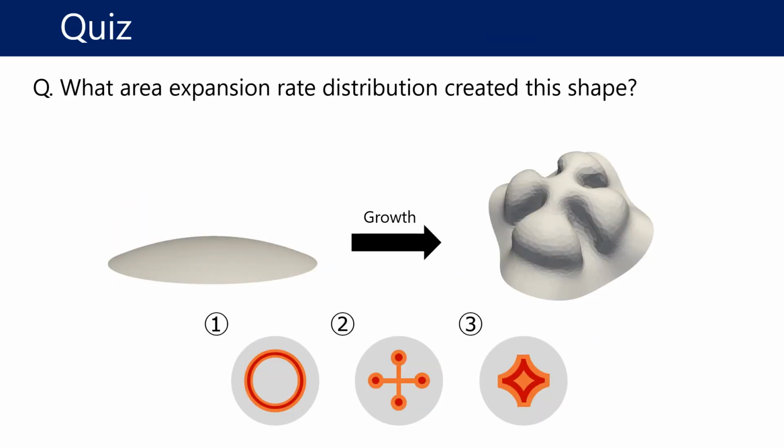For the final question, let's think about which distribution might create this clover-like shape. Do we have anyone who thinks it's pattern 1? How about pattern 2? And finally, anyone for pattern 3?